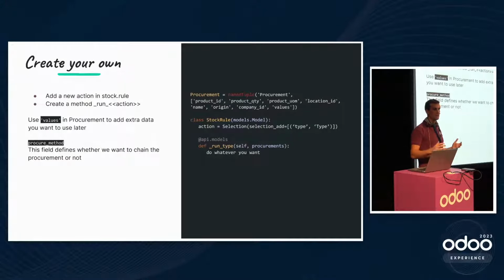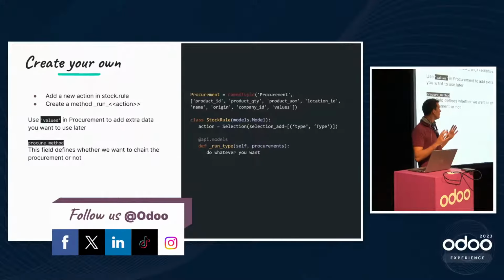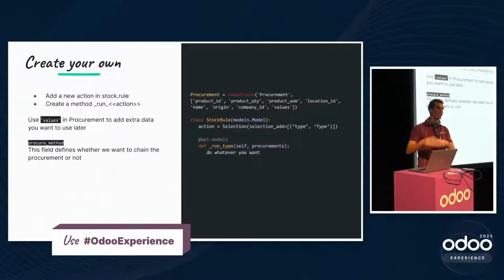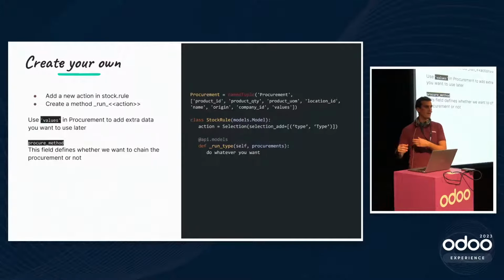So if you need some information from the sale order, you can put all the information you will need later in the value, and the procurement will generate some rule and sub-object, and during this method you can get back the value that you put at the beginning later.